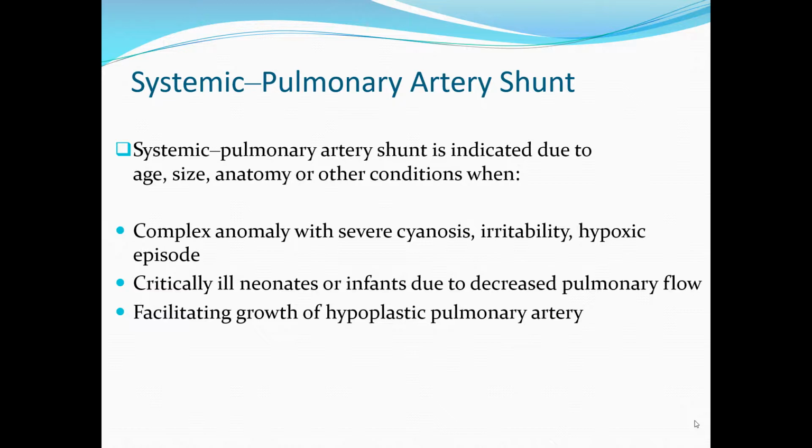Critically ill neonates or infants with decreased pulmonary flow, facilitating growth of a hypoplastic pulmonary artery. In those critical neonates or infants, due to decreased pulmonary flow, this systemic pulmonary artery shunt is done for cyanotic lesions. Generally, it's done for cyanotic congenital heart disease.